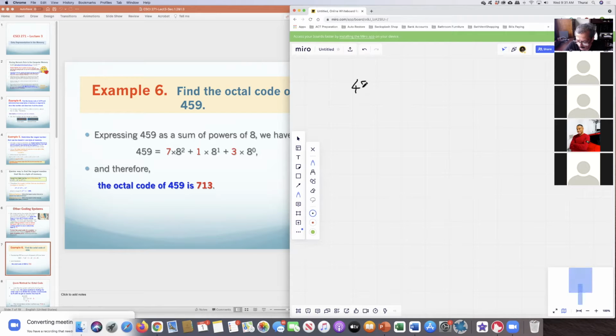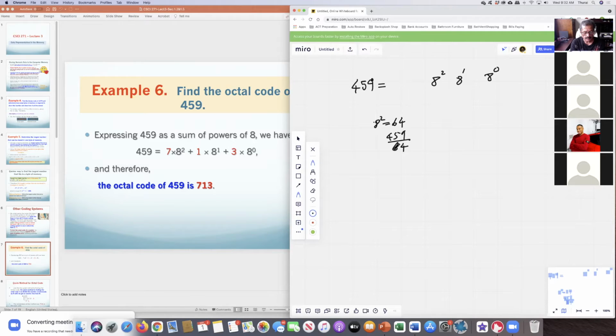If I'm finding the code of 459, then I have to write 8 to the 0, 8 to the 1, 8 to the 2, and 8 to the 3 if 8 to the 3 is within 459, but it is not. So I stop at 8 to the 2, and then I have to figure out how many 8 to the 2's are there. 8 to the 2 is 8 times 8, 64. To figure that out, you divide 459 by 64 in your calculator.